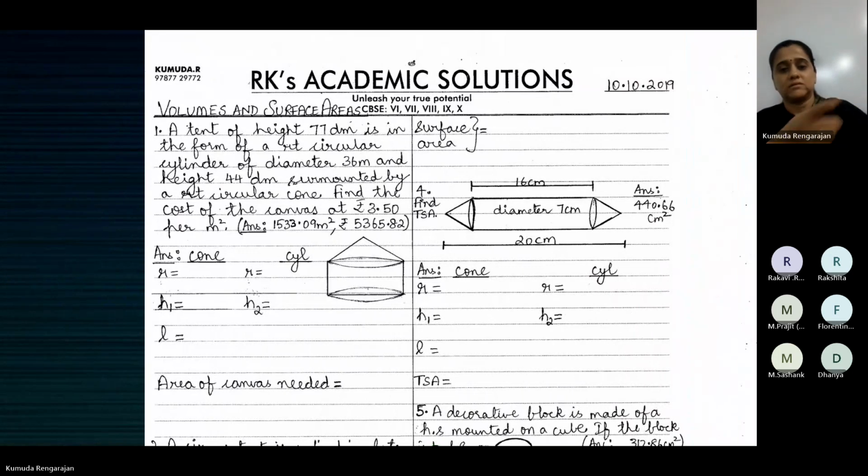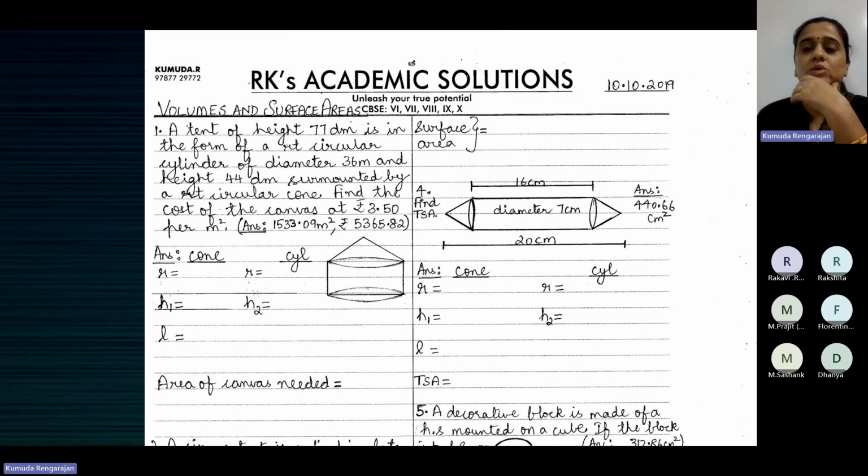Answer the first one, children. Please write down the question. You can leave a page or two to write the formulae. The last image which I shared, it's enough if you write only that. Now take down this question, draw the figure which you see, and find the values of those variables mentioned. I've written cone, below that I've written R, H1 and L. You understand that? And I've written cylinder R and H2.